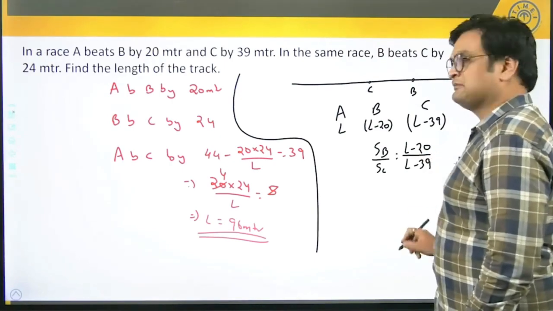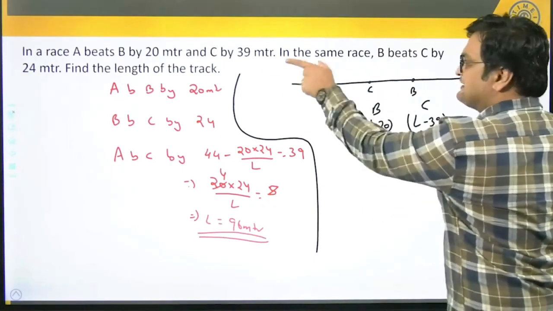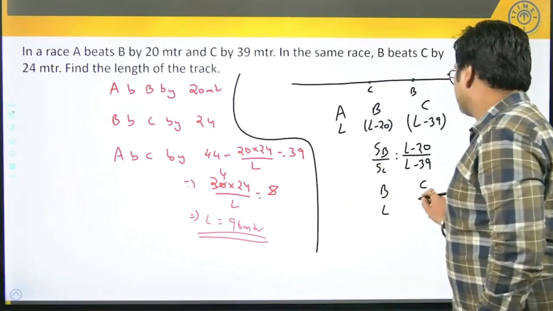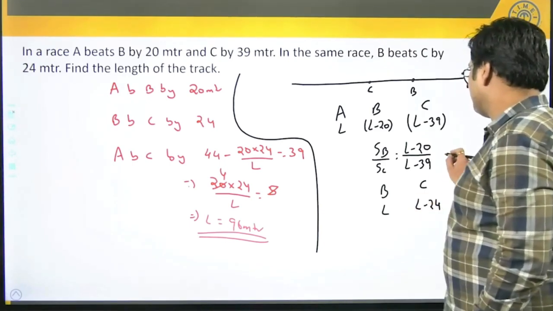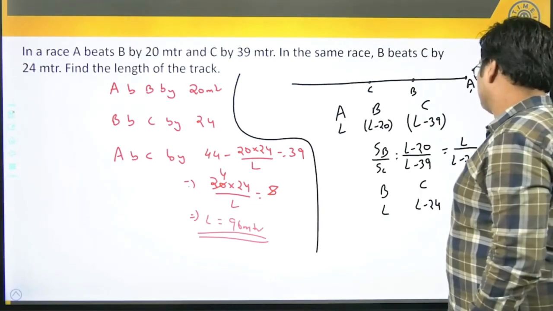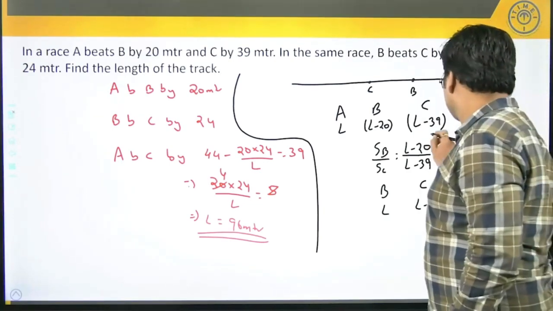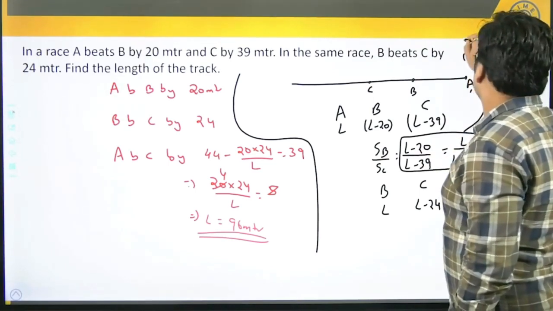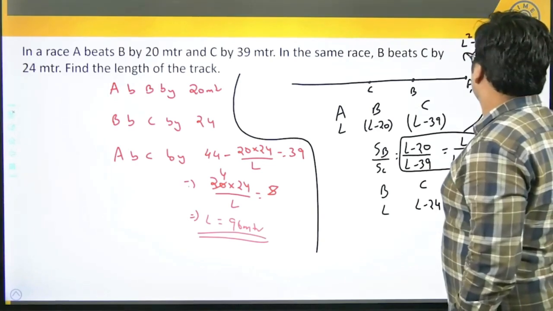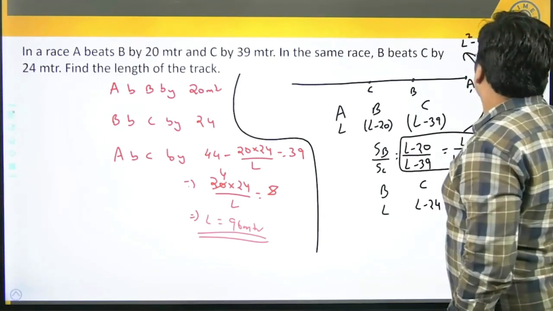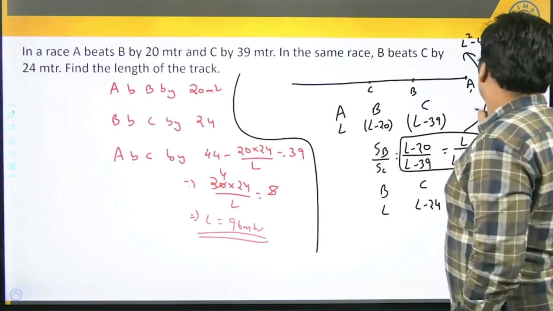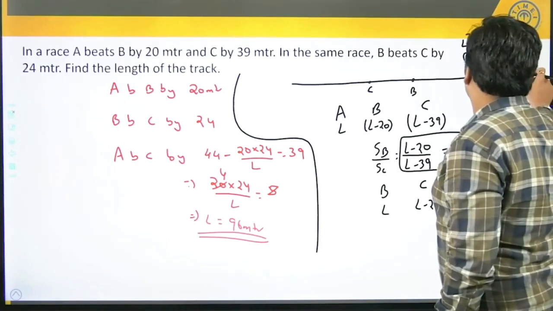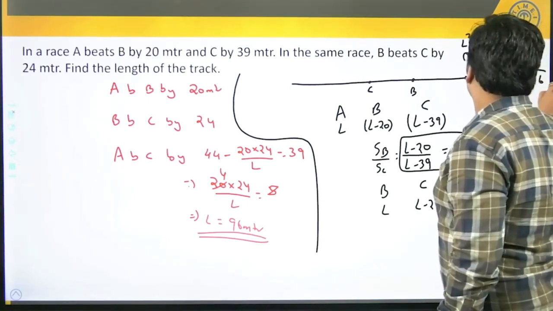Correct? Next he also says B beats C by 24. That means when B travels L, C will travel L minus 24. Here what is the ratio of the speeds? L by L minus 24. Cross multiply this equation. Let's simplify. So when you simplify, by cross multiplication you will get L square, I am writing it directly, minus 44L plus 480 will be equal to L square minus 39L. So when you solve this, again you will get the value of L as 96 meters.